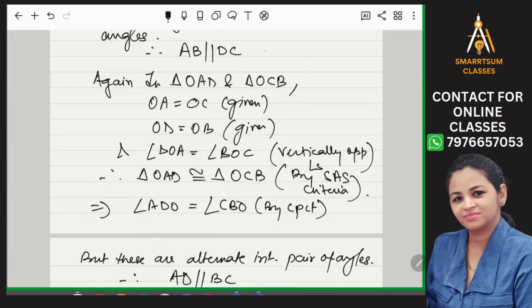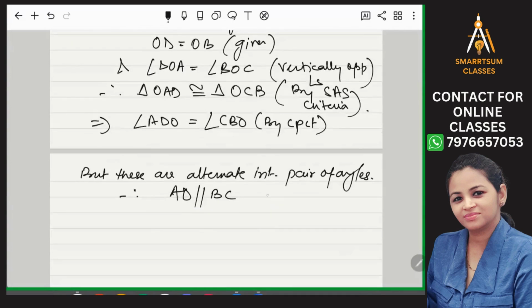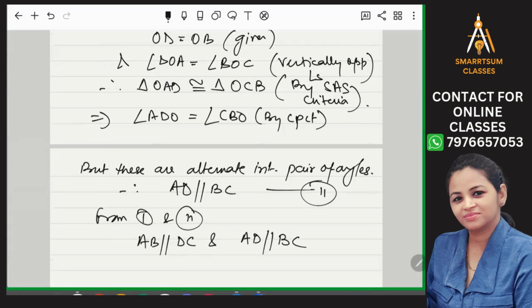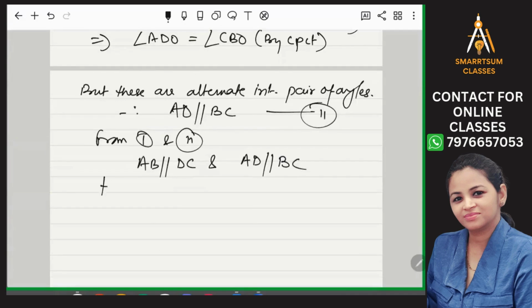So what we have proved is that AB is parallel to DC, and in the second one, we have proved that AD is parallel to BC, right? So from 1 and 2, we have AB parallel to DC and AD parallel to BC, right? So since opposite sides we have proved that they are parallel, hence ABCD is a parallelogram. So we have proved that ABCD is a parallelogram, right?